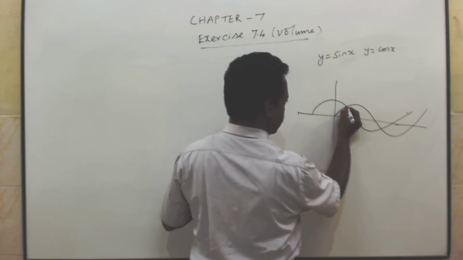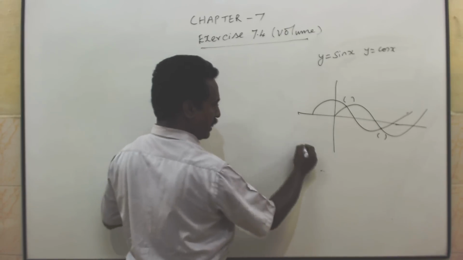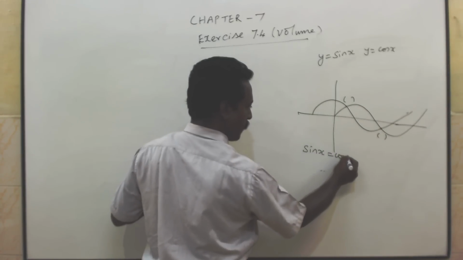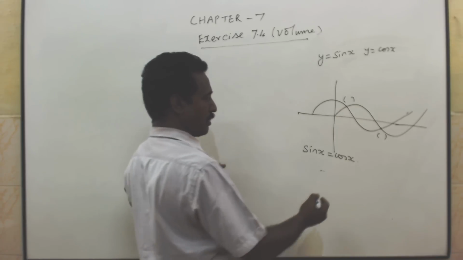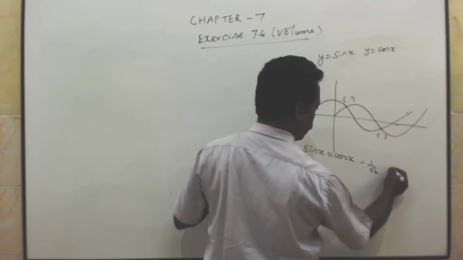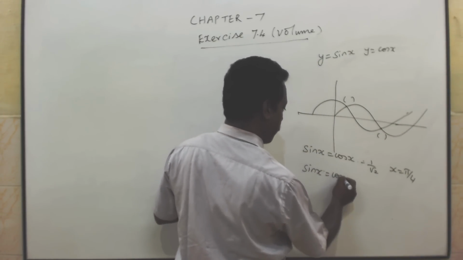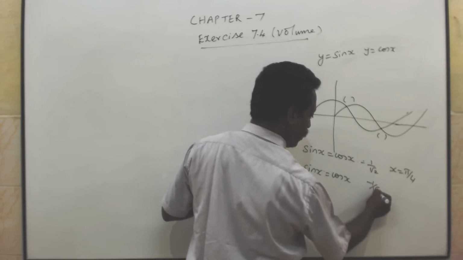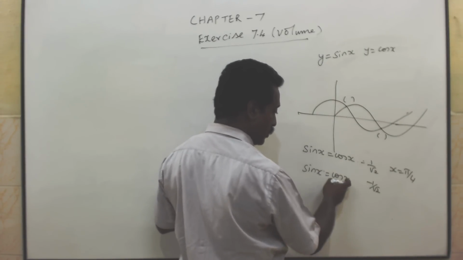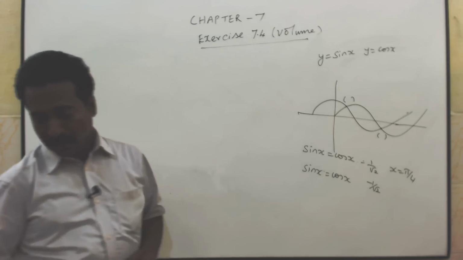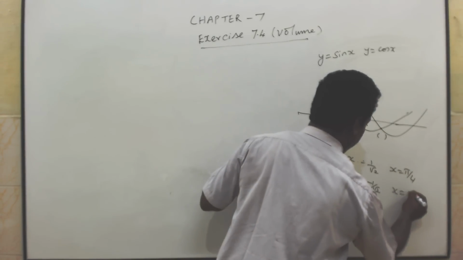So here there are two intersections. This is one intersection, this is another intersection. So sin x equal to cos x. When sin and cos are the same, it is plus 1 by root 2, then x is equal to pi by 4. Or sin x and cos x are minus 1 by root 2. In the third quadrant both are negative, minus 1 by root 2, which means x is equal to pi plus pi by 4.